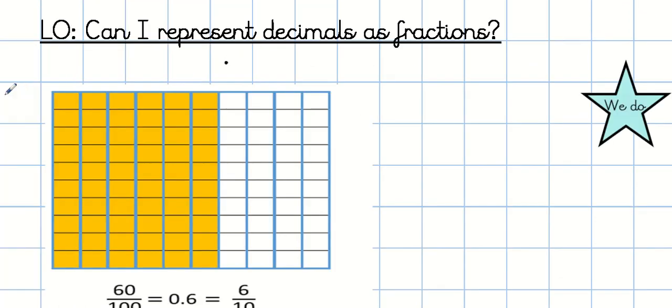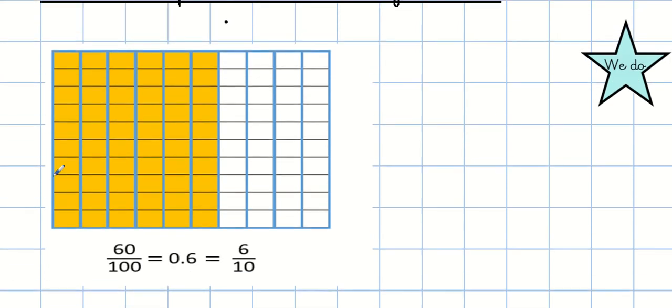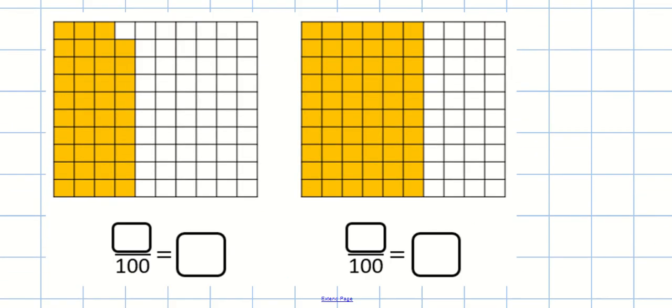And then finally, here we know that 60 hundredths is also the same as 6/10, which is also the same as 0.6. So could you pause the video now and have a go at these two questions? Okay, let's have a look.